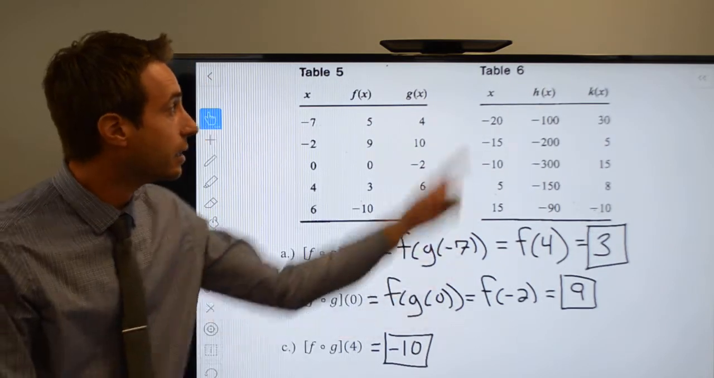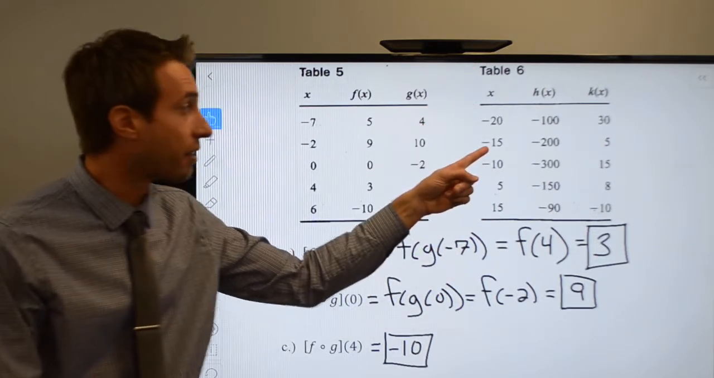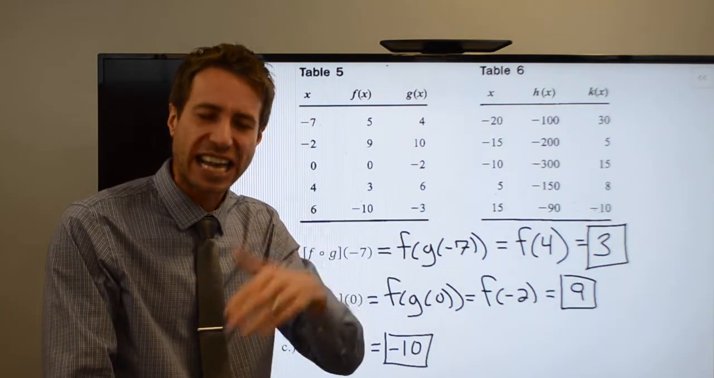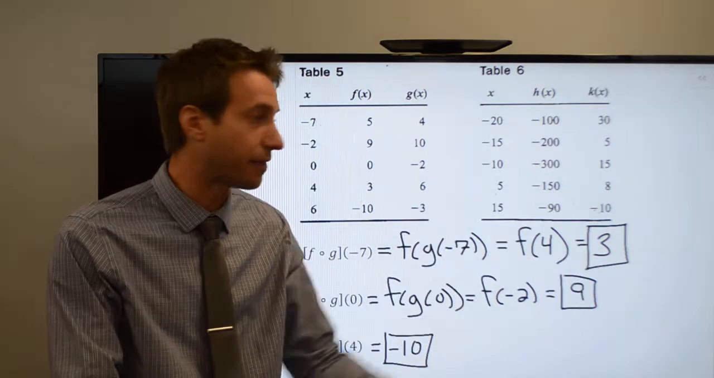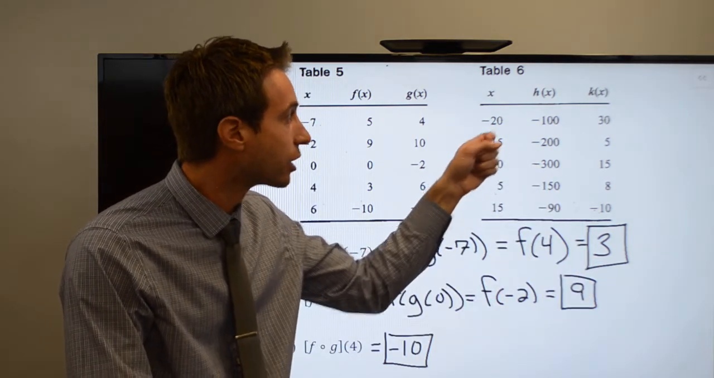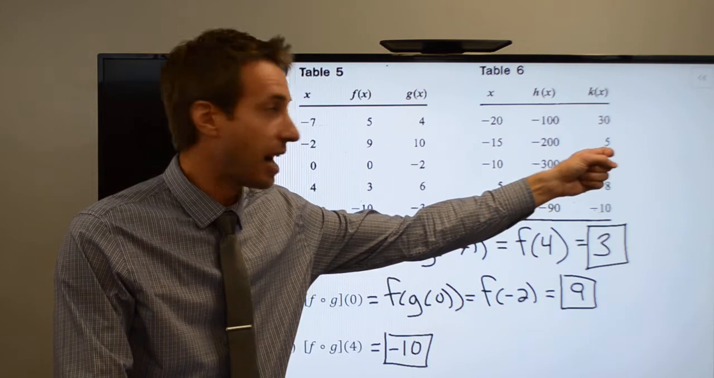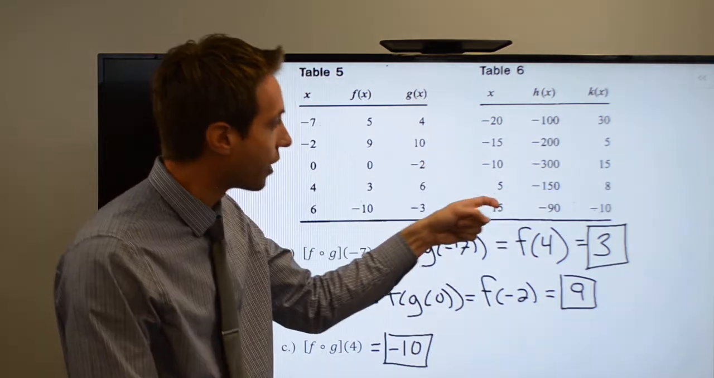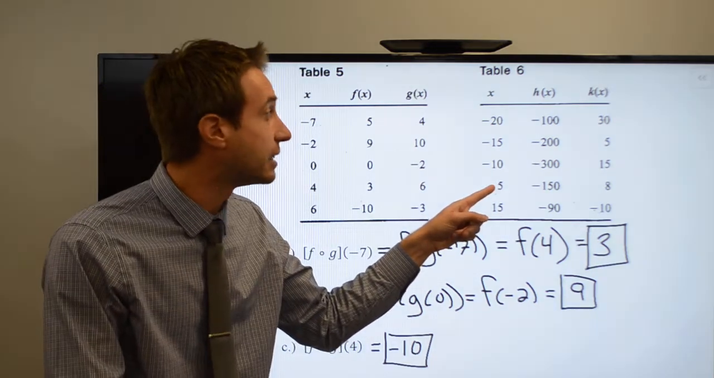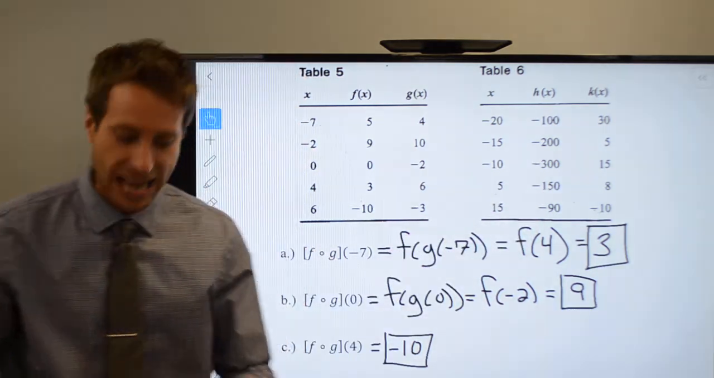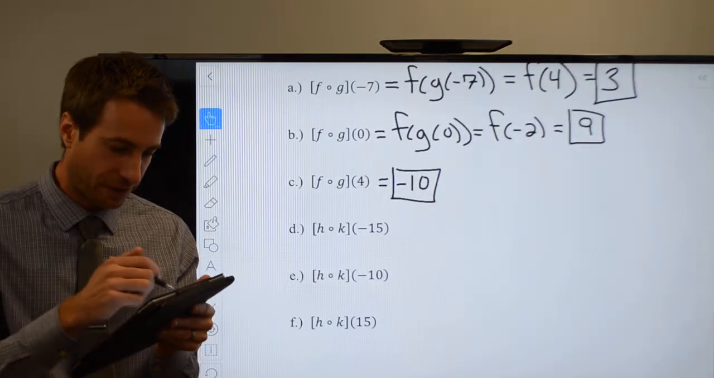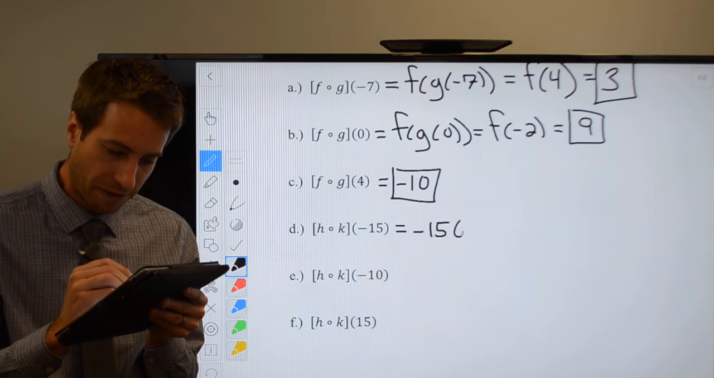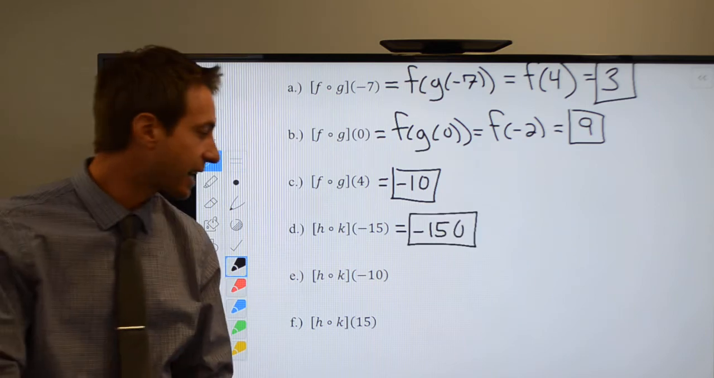Negative 15. There it is. I plugged negative 15 into k first, right? Because it was h of k of negative 15. So k goes first. Negative 15 goes into k. I get out a 5. I need to find that. That 5 is my new domain value. So we look for 5. There it is. There's my 5. Plug that into h. I get out a negative 150. So this guy, negative 150.